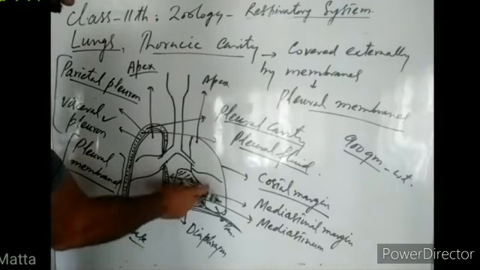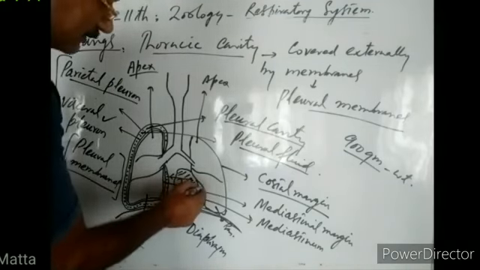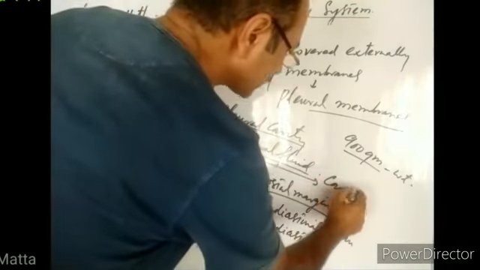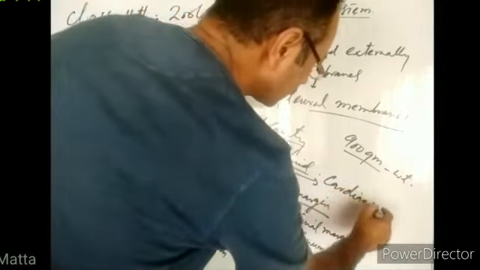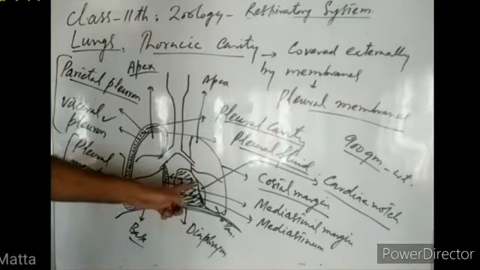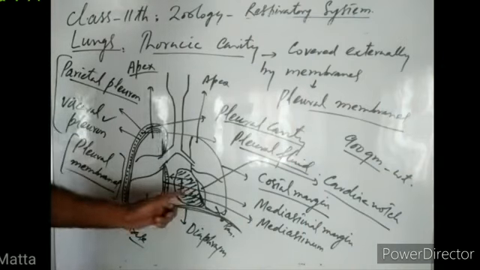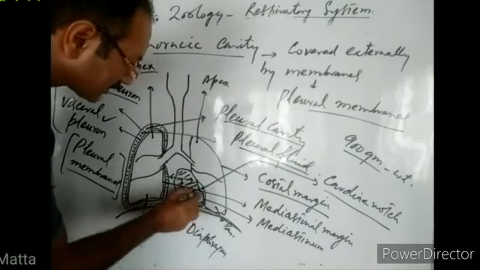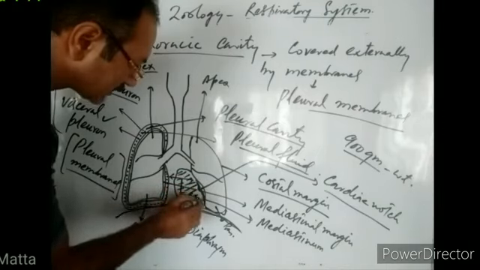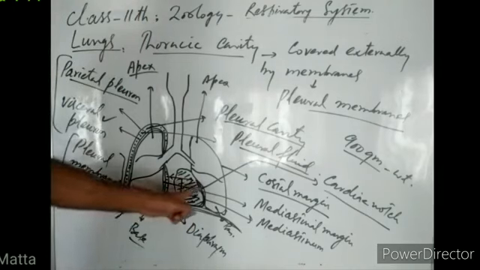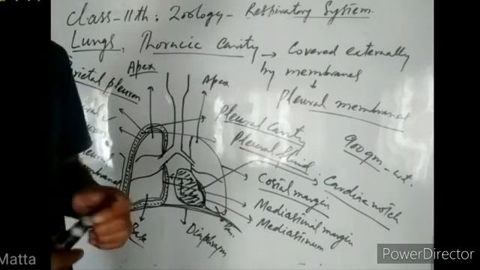It fits in this notch-like structure of the left lung. This notch-like structure of the left lung is known as the cardiac notch. So the left lung has got a little concavity in which the heart fits. This concavity of the left lung is known as the cardiac notch, right?